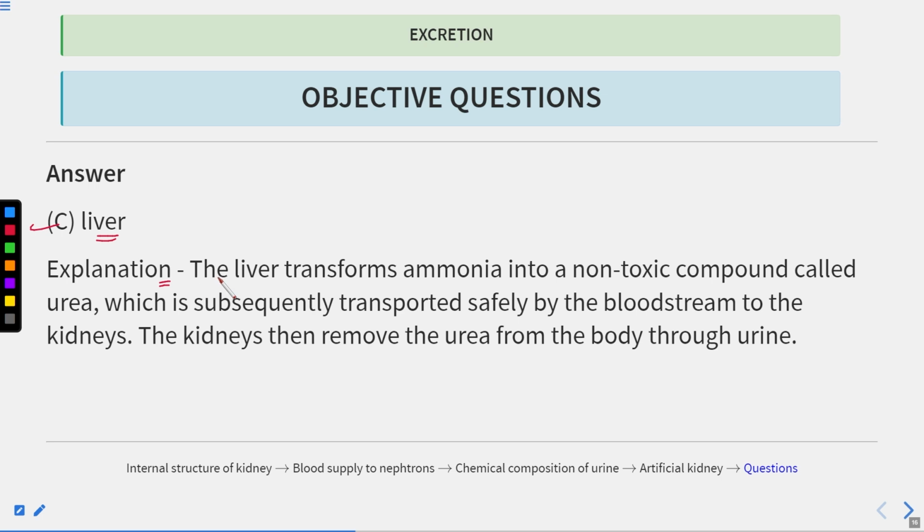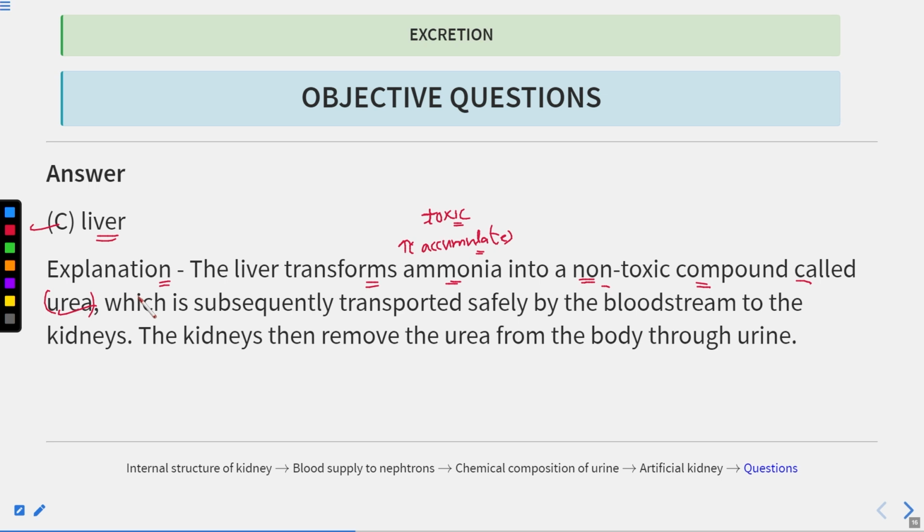Now what is the explanation? The liver transforms ammonia into a non-toxic compound called urea. So if the liver is damaged, then what will happen? This ammonia will accumulate in the body. If the ammonia accumulates in the body, then it can be toxic to the living organism. It can also cause encephalopathy. So ammonia is that toxic.